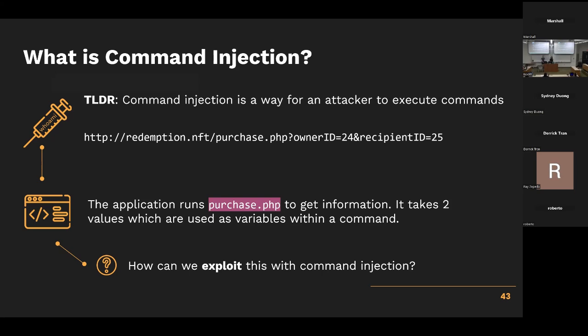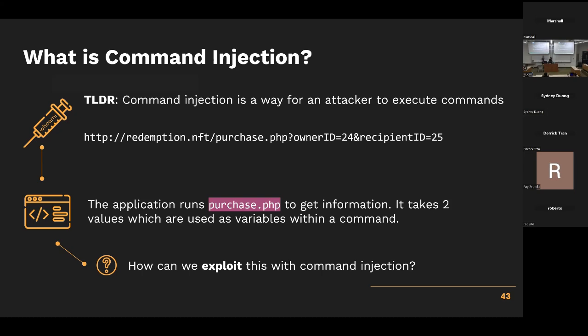So in this case, if a web application is performing some kind of command in the backend, regardless of what that may be, you may be able to inject into it and also do something that you want to do. At least in this example, once again with that NFT site, we're going to be looking at the purchase.php endpoint, and it's going to take two parameters: the owner ID and the recipient ID. From our end, we don't exactly know what that's doing, but for the sake of this example, we're going to assume that it's going to run a command on these two parameters in the backend.